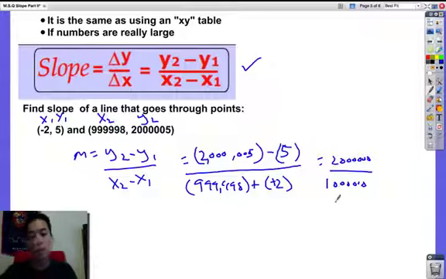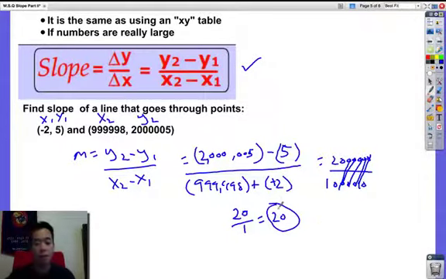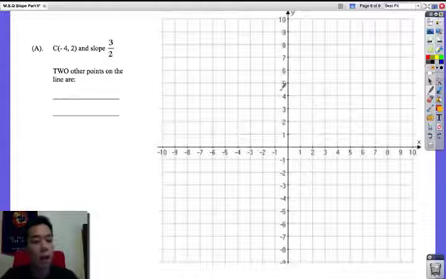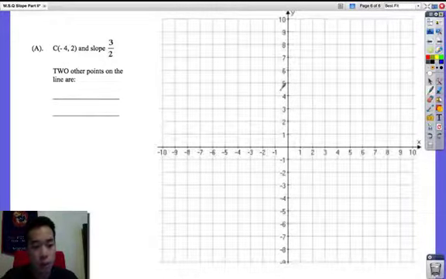Okay, and then from here, all you got to do is just cross out your zeros, and I get 20 over 1, so my slope, 20 over 1, is the same thing as 20. There you go. So that's how you use the slope formula. Be careful, excuse me, that's 100,000, not 1 million. So all you have to do is just use the slope formula. Make sure that you are labeling your coordinate points x1, y1, x2, y2, and then you just use the slope formula.